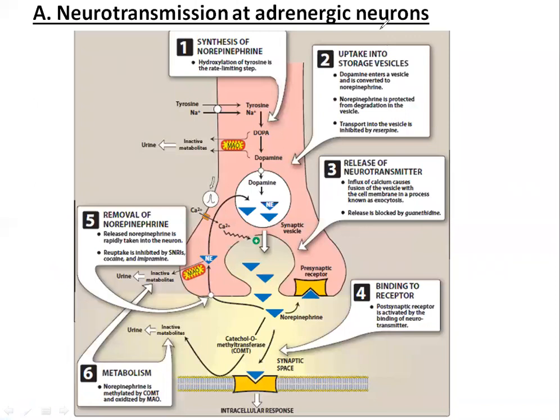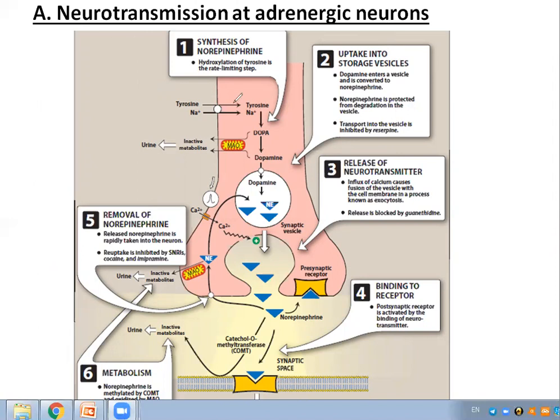Now, how does neurotransmission happen at the level of adrenergic neurons? To start, this is a scheme that shows you the neuron, which is a presynaptic neuron, and this space is named the synaptic space or synaptic cleft, and this is a membrane. This membrane represents the membrane of a cell that belongs to an effector organ.